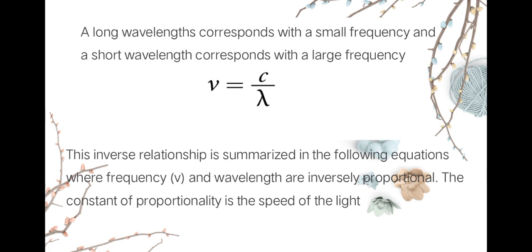This inverse relationship is summarized in the following equations, where frequency and wavelength are inversely proportional. Now, the constant of proportionality is the speed of light. When viewed as a particle, electromagnetic radiation consists of packets of energy called photons. The energy of each photon is directly proportional to its frequency. The range of all possible frequencies is known as the electromagnetic spectrum, which is arbitrarily divided into several regions.